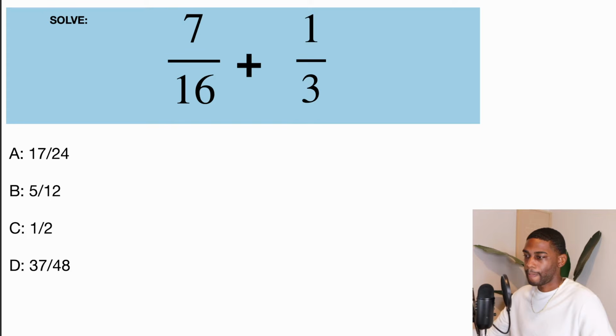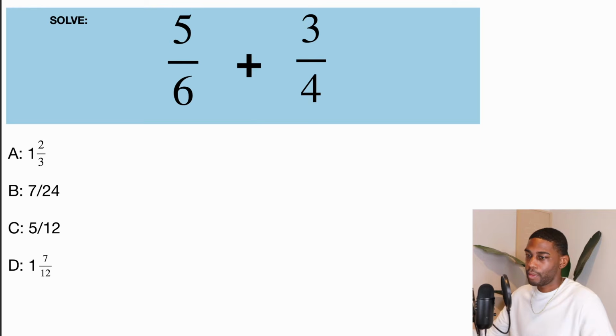All right, next question. 5 over 6 plus 3 over 4. What number goes into both 6 and 4? What number can we use as our denominator?